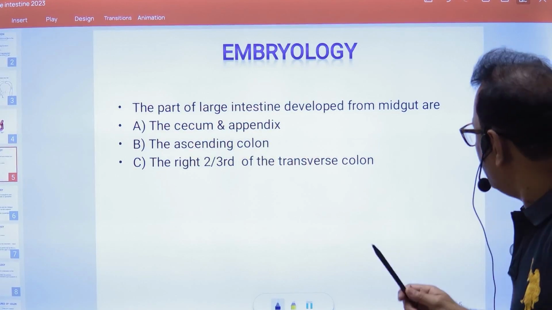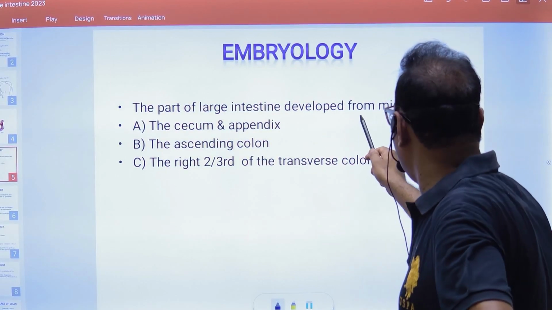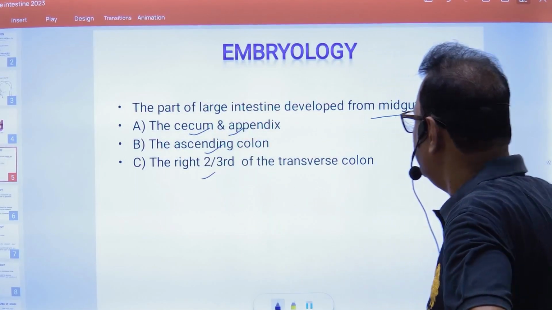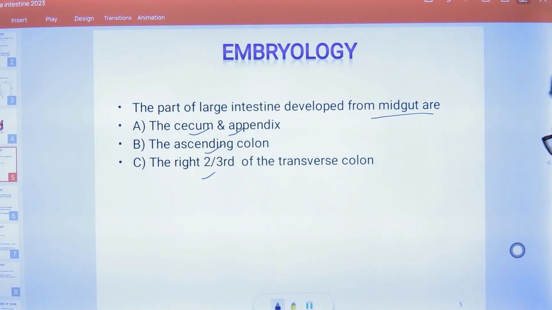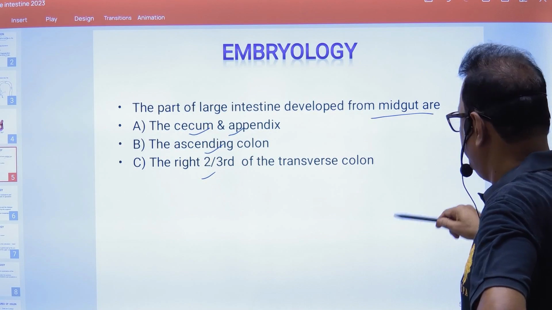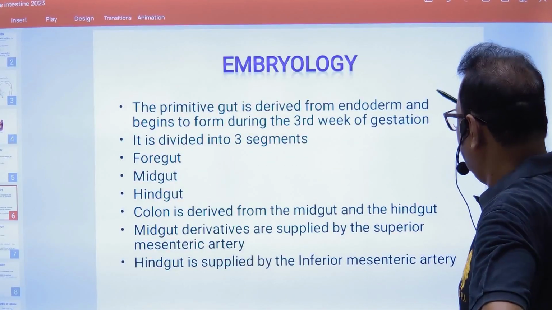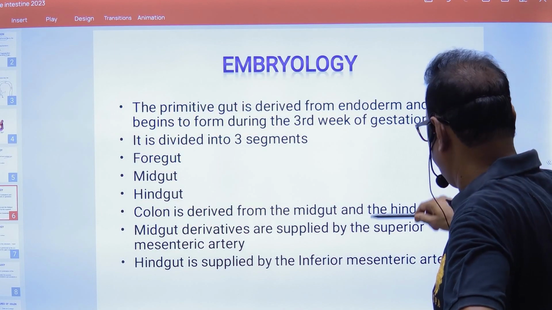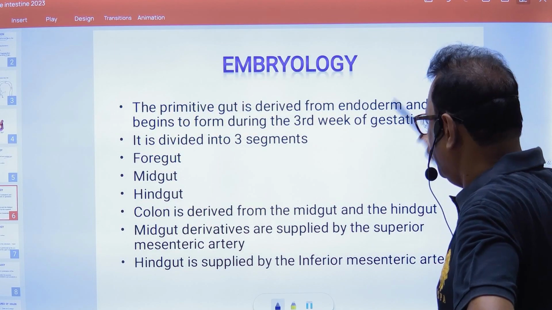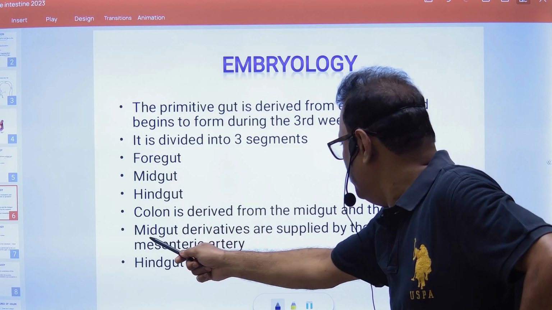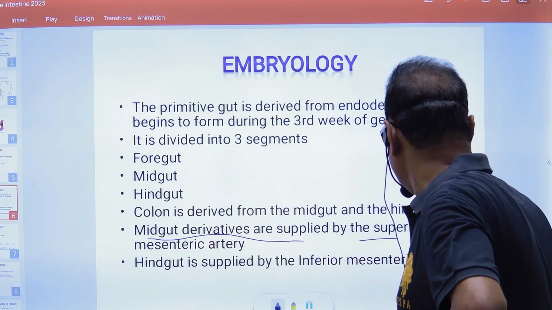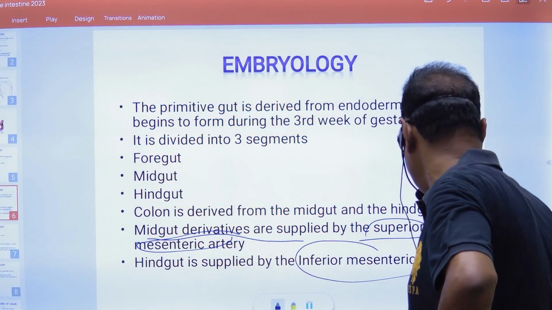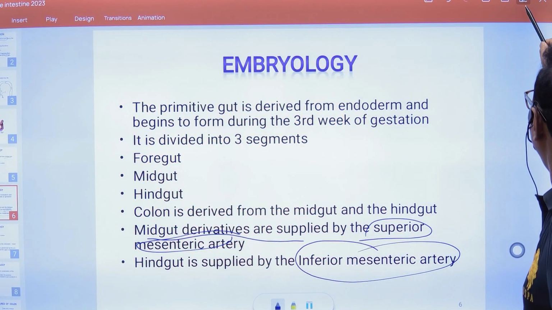Embryologically, the parts of the large intestine which develop from the midgut are the cecum and the appendix, ascending colon, and right 2/3 of the transverse colon. The midgut derivatives are supplied by the superior mesenteric artery, and the hindgut derivatives are supplied by the inferior mesenteric artery.